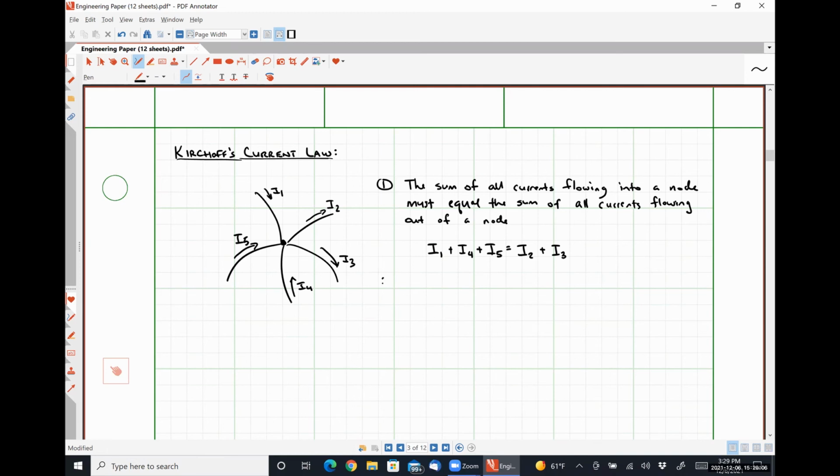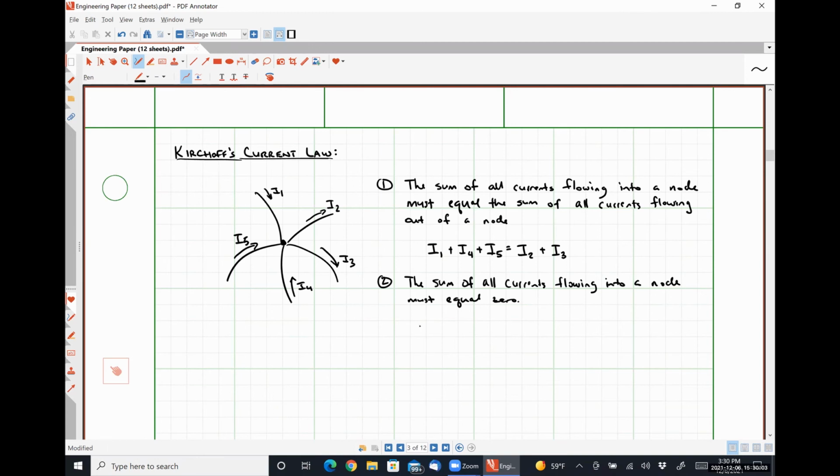So our second formulation is that the sum of all currents flowing into a node must equal 0. So this doesn't mean I1 plus I4 plus I5 is equal to 0. What this means is that we should treat I2 and I3 as a negative current flowing in, because they're flowing out. So effectively, if we see a current flowing out, we can change the direction by changing the sign.